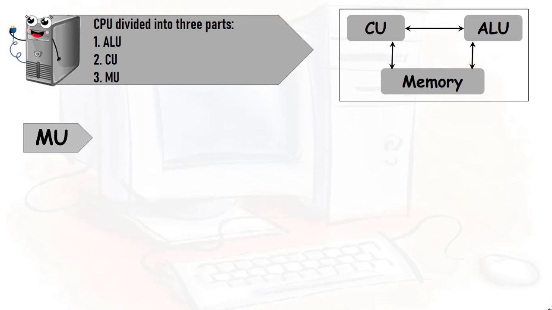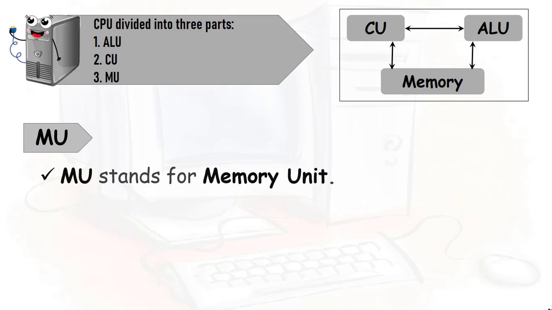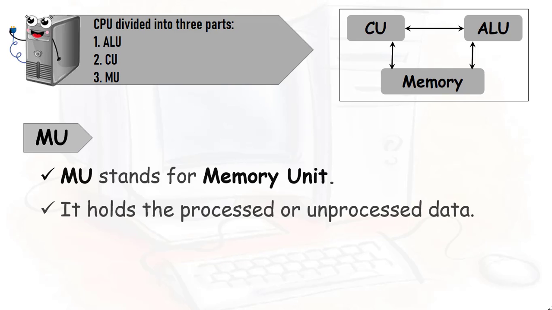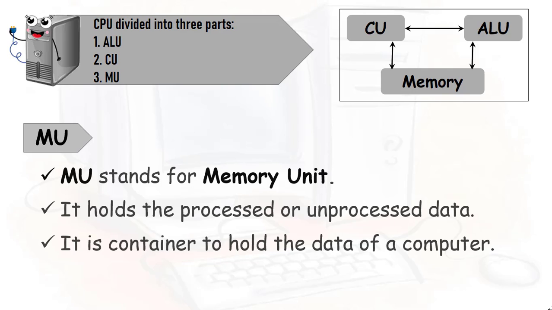Next one is the MU, that is the memory unit. MU stands for memory unit. As its name suggests, this unit does storage work, right? It holds processed or unprocessed data. It is a container to hold the data of a computer.